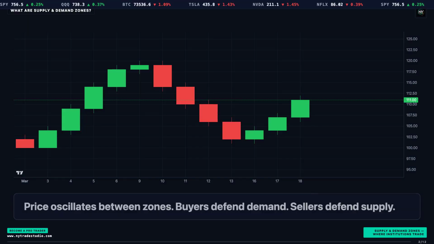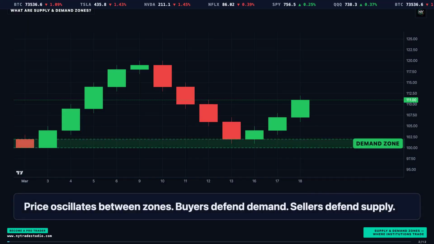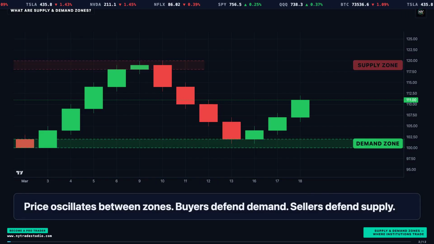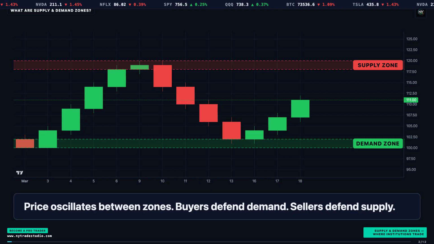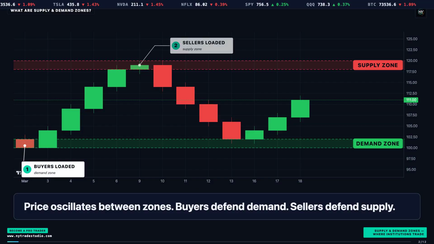Today we're breaking down supply and demand zones, the cleanest support and resistance signals you'll ever trade. Two zone types. Demand zones are price levels where big buyers absorb selling. They cap downside moves. Supply zones are where big sellers absorb buying. They cap upside moves. Price tends to oscillate between them. When price returns to a fresh zone, the same buyers or sellers react again. That's your trading edge.